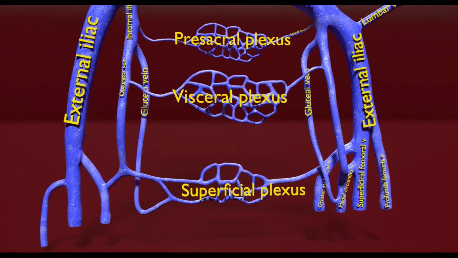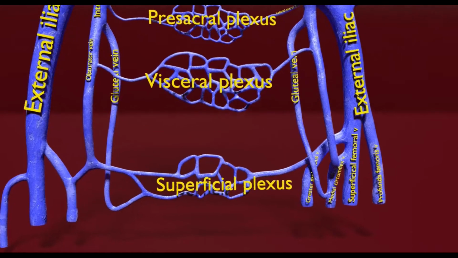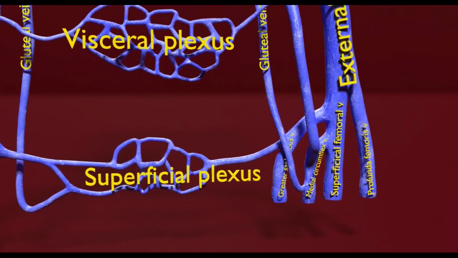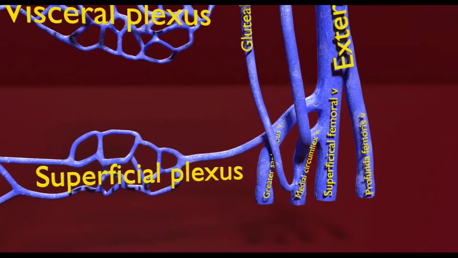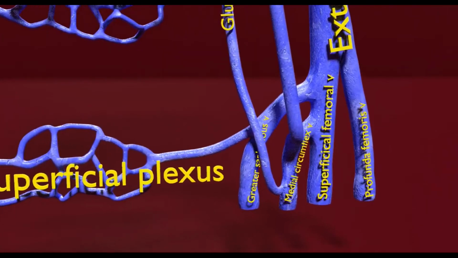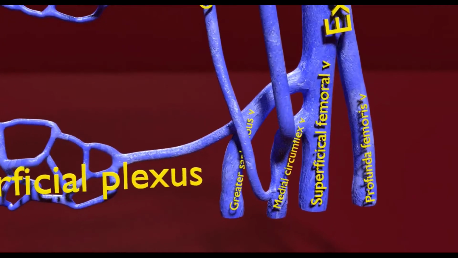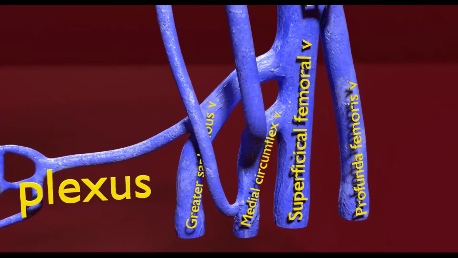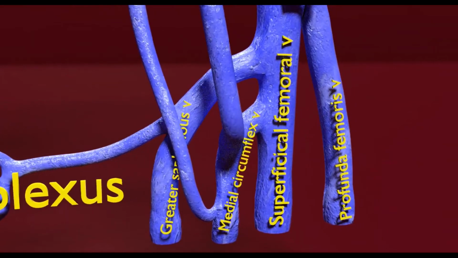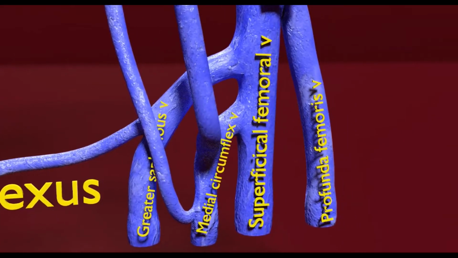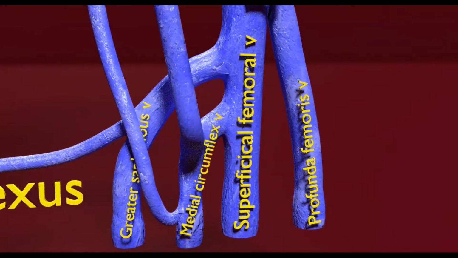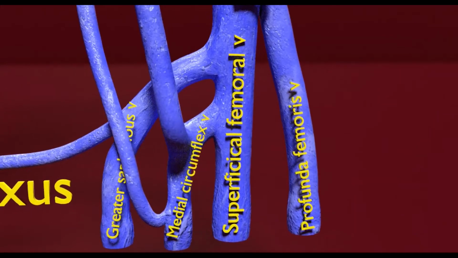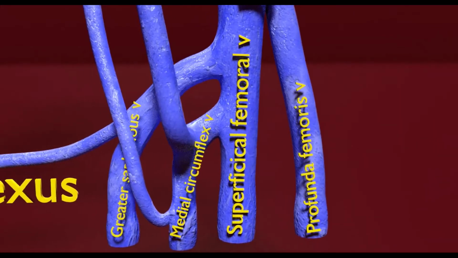First you can see the superficial plexus which drains into the greater saphenous vein. The greater saphenous vein then drains into the external iliac vein and the external iliac vein drains into the common iliac vein. Venous drainage of the pelvis is mainly through two veins, that is the external iliac and the internal iliac veins. The external iliac vein drains lower limb and the internal iliac vein drains pelvic wall, pelvic viscera and gluteal region.